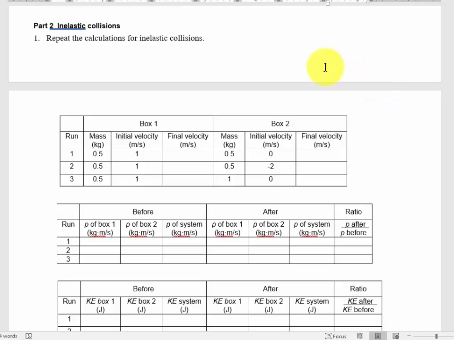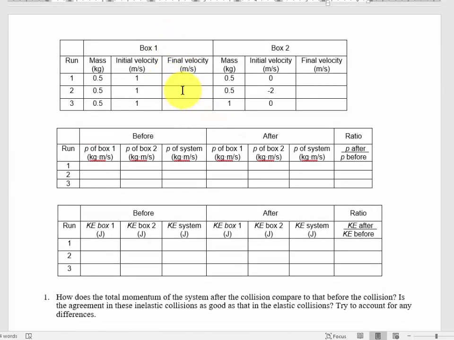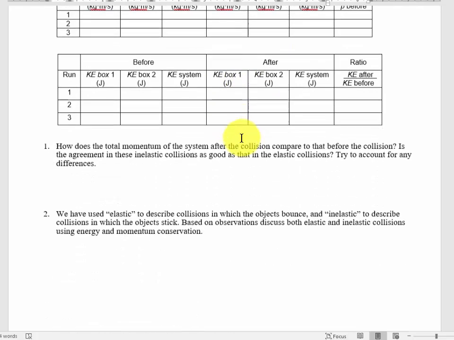Then I'm going to have you take that collision slider and move it down to inelastic and do the same exact thing for the inelastic collisions. So the same exact measurements and the same exact calculations.